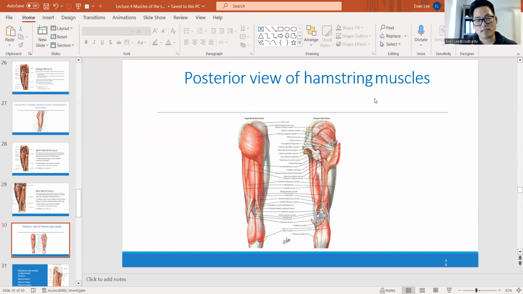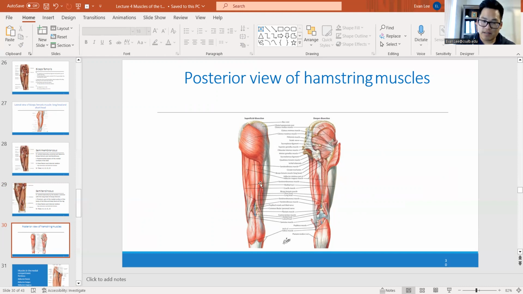So these three muscles are known as the hamstring muscles. So when you say the words pull a hammy, you're talking about one of these. Biceps femoris, remember, on the lateral side, and then a pair of muscles, semitendinosus and semimembranosus, on the medial side.